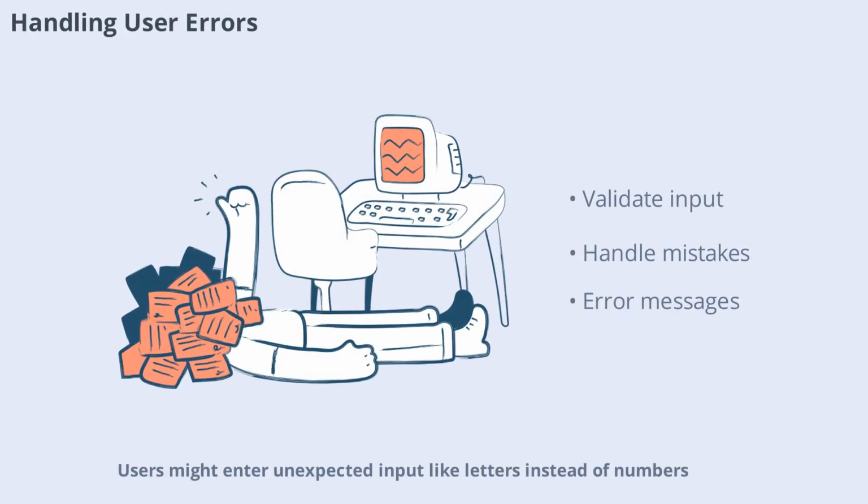Users might enter unexpected input like letters instead of numbers. Your program should be able to handle these situations gracefully. This involves checking user input and providing helpful error messages. In this scene, we'll discuss techniques for validating input and preventing your program from crashing when users make mistakes.